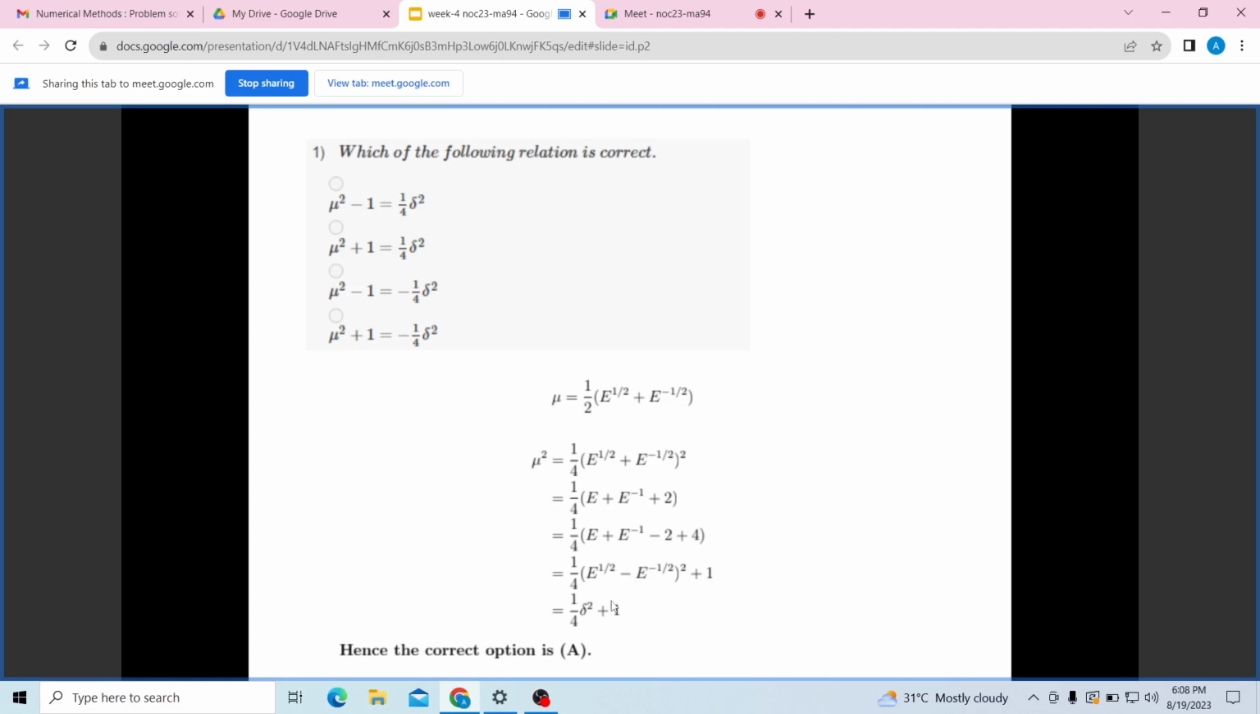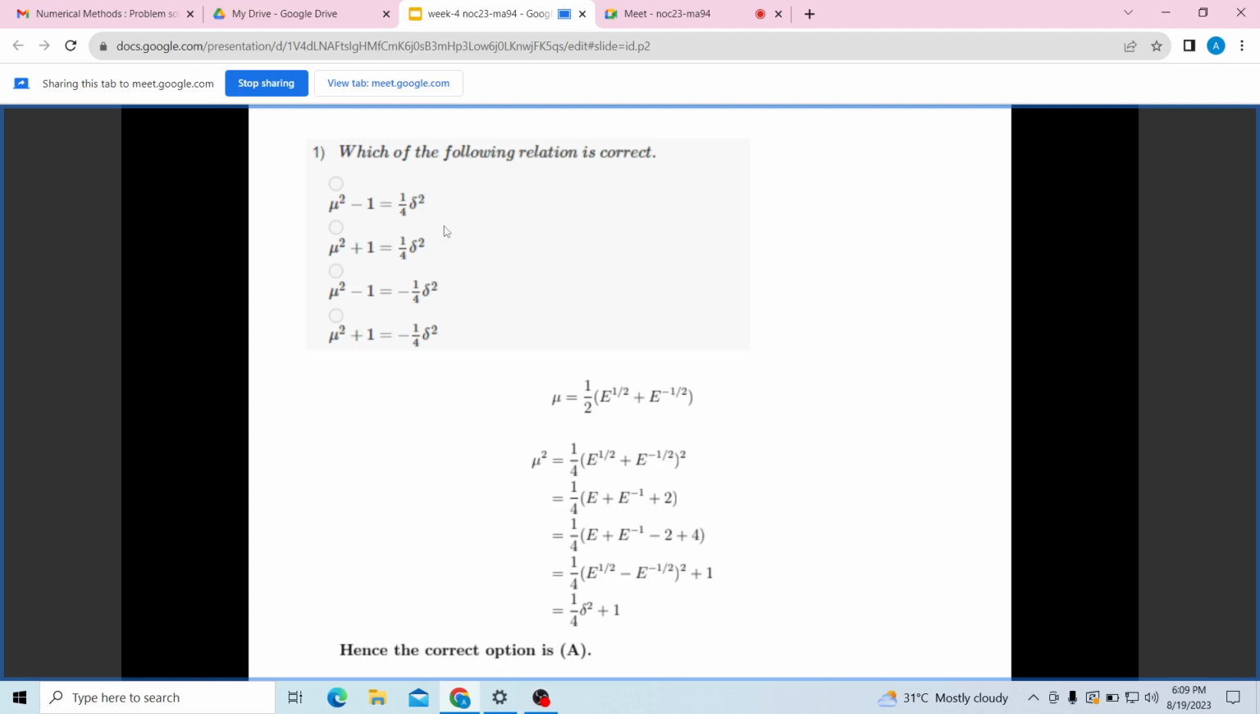Now what is this? This represents our average operator, delta. Since in the option you have been given the relation between mu and delta, you have to try to reduce this in terms of delta. Okay, so e power half minus e power minus half is simply our central difference operator, that is delta. So delta square. So you'll get 1 by 4 delta square plus 1. So option A is correct. You will take plus 1 on the LHS, so you will get mu square minus 1 is equals 1 by 4 delta square.